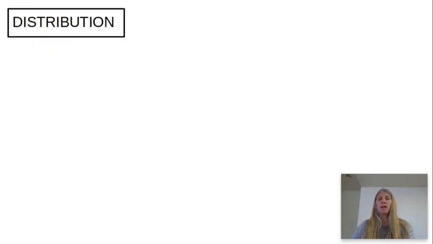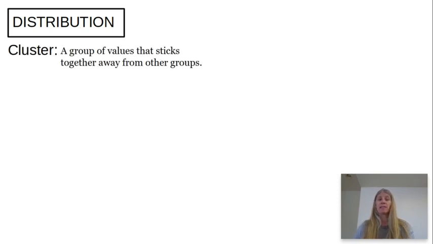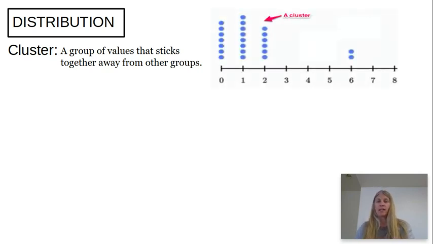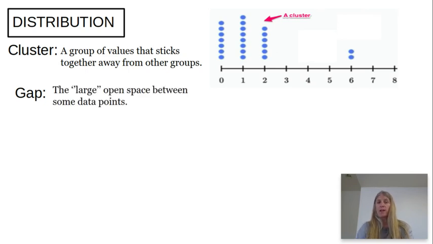Now, in a distribution there are a couple of quirks that can happen. The first is a cluster in your data, which is values that form little groups away from the rest of the data. If you look at this picture, you can see that 0, 1, and 2 are a cluster of data, away from the other pieces of information. You can also have a gap, which is an area where there are no responses. Here, 3, 4, and 5 form a gap where we don't have any information. No one answered with a 3, a 4, or a 5. So we have a gap in our data.